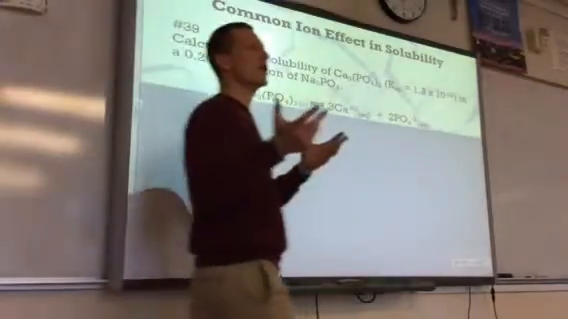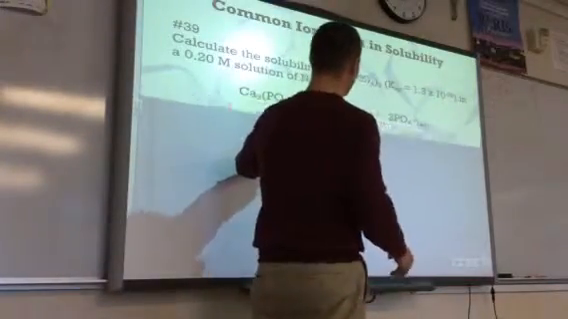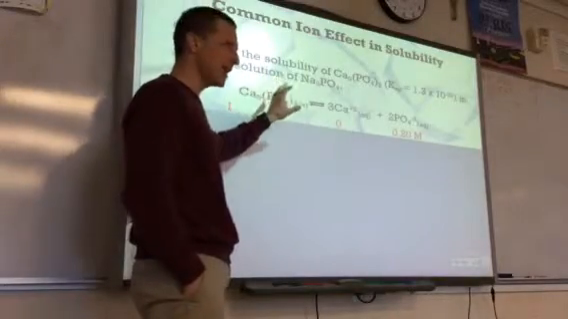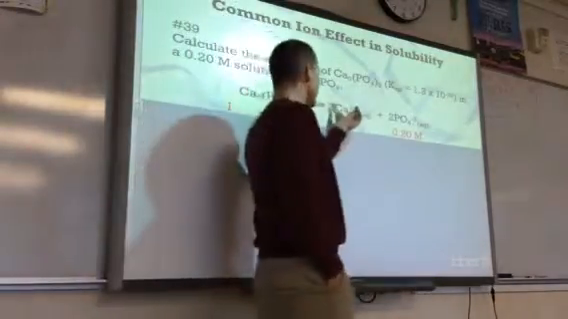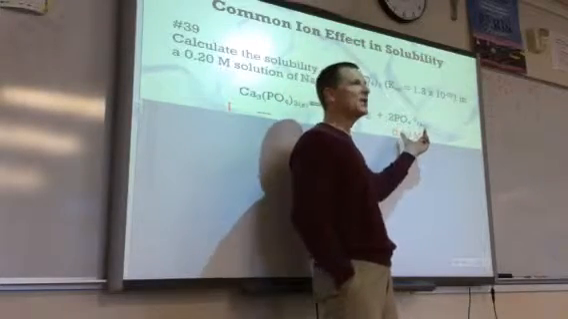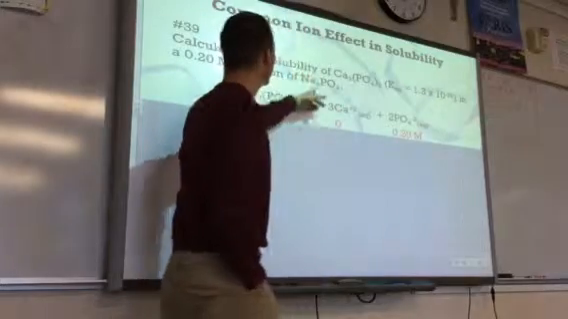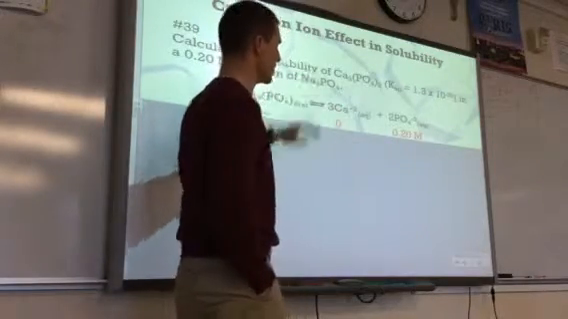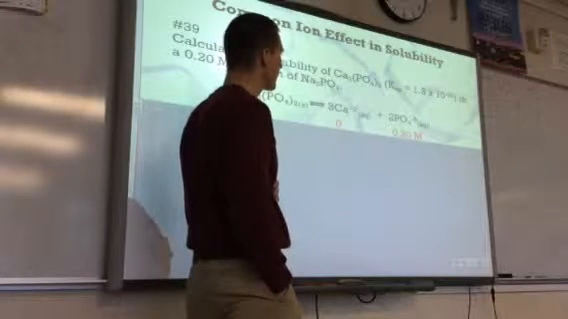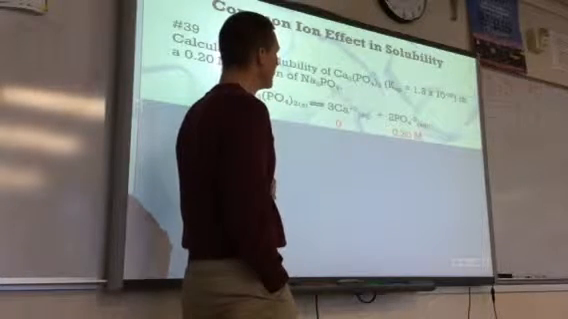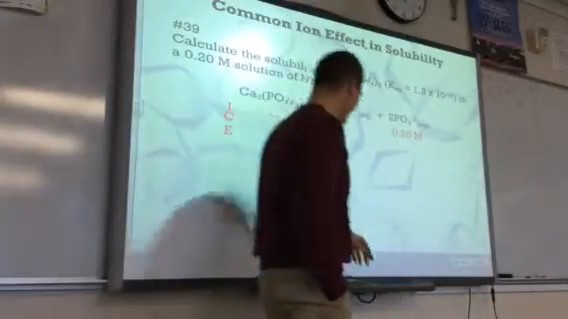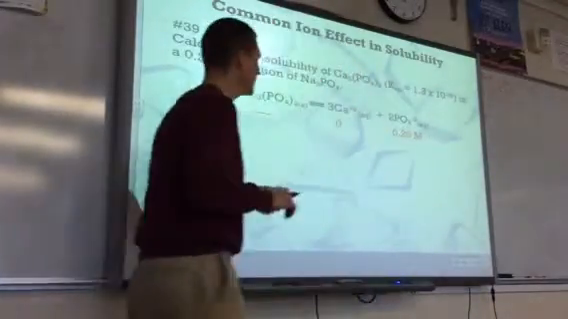So the way that we would start an ice table like this, and we have gone back to ice tables, is calcium phosphate, of course, is a solid. It's trying to dissolve. You've got the calcium, which does not have an initial concentration, and then the phosphate ion, which is already there because this is not pure water it's dissolving in. It's a solution of sodium phosphate. So we're given the K value of the calcium phosphate, which we need.